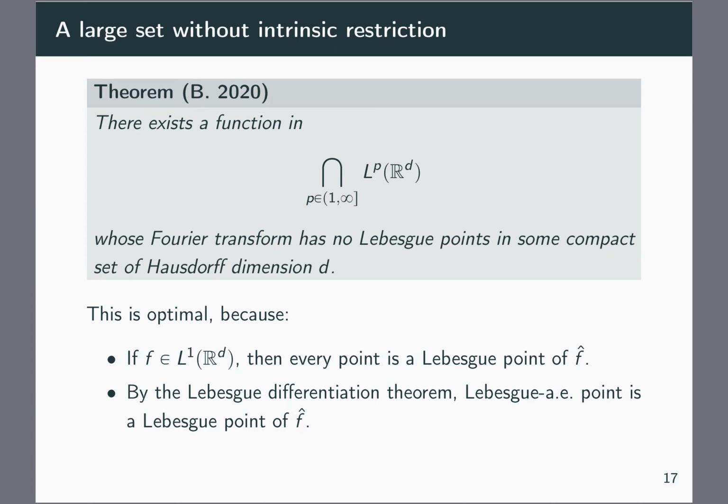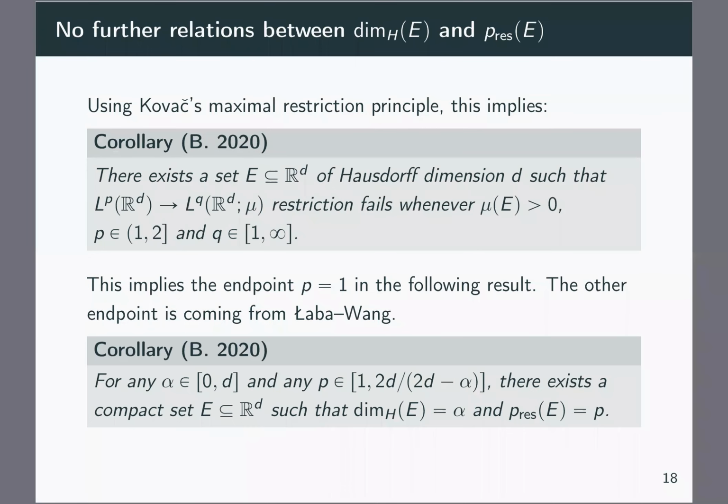On the other hand, by the Lebesgue differentiation theorem, we know that Lebesgue almost every point of the Fourier transform should be a Lebesgue point. So we can't make the non-Lebesgue set have positive Lebesgue measure, say. In that sense, full Hausdorff dimension D is the best we can do. We can't have positive D-dimensional measure.